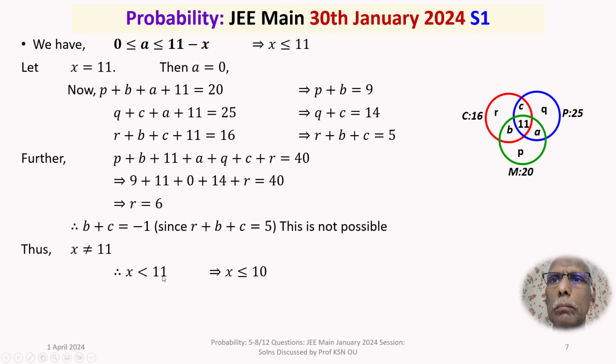Therefore, X is less than 11. Therefore, X is less than or equal to 10. Suppose we can show that for 10 all these things are true, then 10 will be the maximum. Then the maximum number of students who passed all 3 subjects will be 10. That is going to be our answer. Let's see whether 10 works or not.